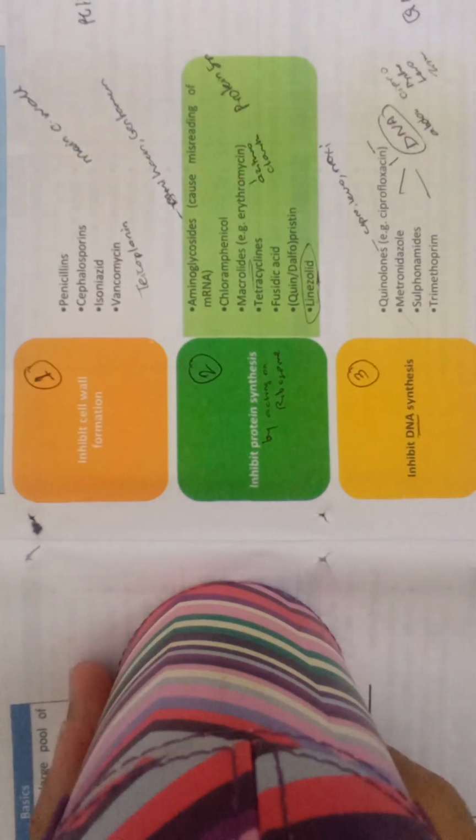Group 3 is about inhibiting DNA synthesis. It's like quinolones, very important: ciprofloxacin, levofloxacin, moxifloxacin. Metronidazole, inhibit DNA synthesis. Sulfonamide, inhibit DNA synthesis. Trimethoprim, inhibit DNA synthesis. And then inhibit RNA synthesis. So group 2 was protein synthesis, this is DNA synthesis, this is RNA synthesis. RNA is very easy, rifampicin. So this whole group is very important, I have to say.